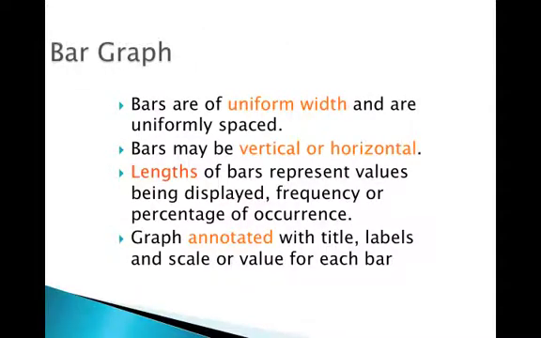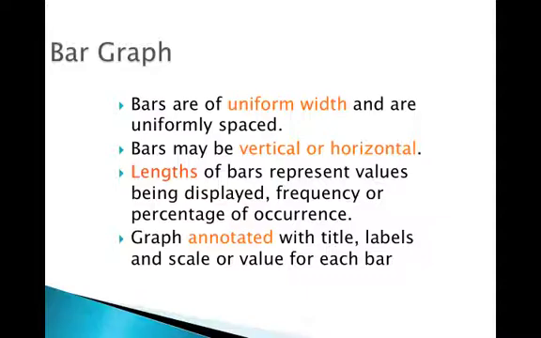Okay, so a bar graph is a way of displaying categorical variables, and the different categories are going to go across, typically the bottom, though they can go up and down the side. The bars are of uniform width for each category and are uniformly spaced. They can be vertical or horizontal. The lengths of the bars represent the frequency of or percentage of occurrence in each of the different categories.